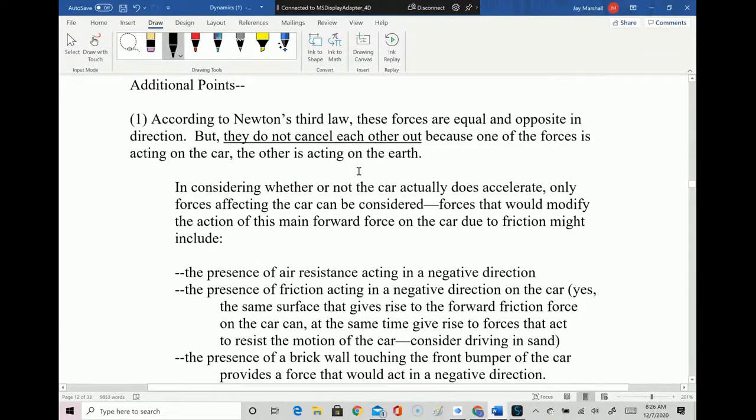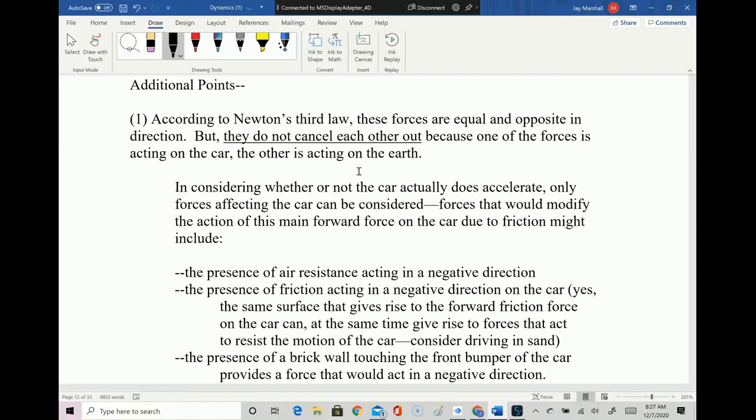Okay? Now, here's where we figure out that this doesn't mean that the thing isn't going to move. According to Newton's third law, these forces are equal and opposite in direction, but they don't cancel each other out because they're not acting on the same thing. The earth is acting on the car, and the car is acting on the earth. These forces don't cancel each other out. They would only cancel each other out if they were both acting on the car. That would keep the car from moving.